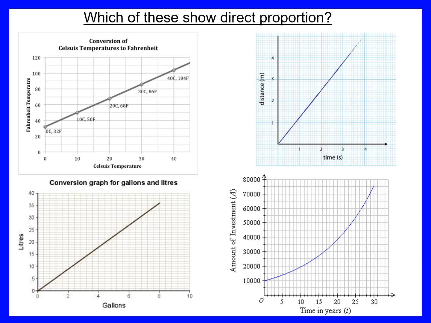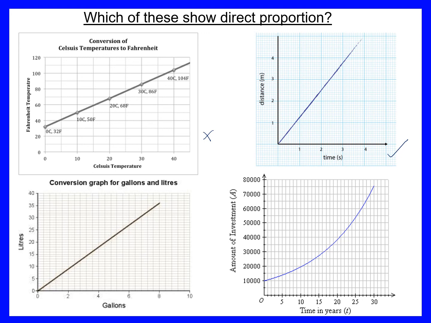Okay, a final check then. Which of these shows direct proportion? Have a look, have a think about what we've just said. Which of those would be direct proportion? Okay, looking at the first one, we have a nice straight line here, but it does not start at 0, 0. So the first one is not in direct proportion. Our second one, again, a nice straight line. We're doing time and distance here. It does start at 0, 0. That one is in direct proportion.